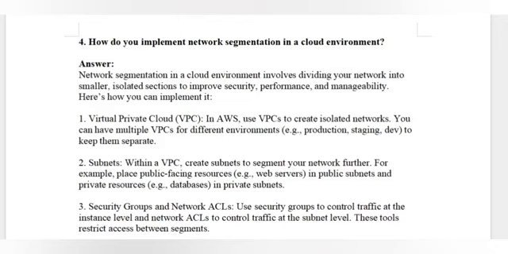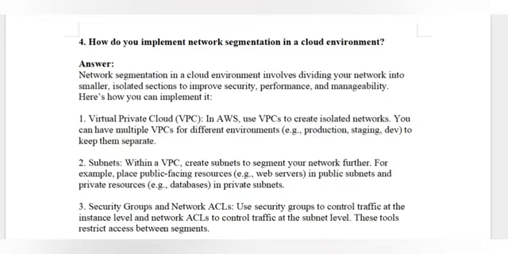First is virtual private cloud. In AWS, use VPCs to create isolated networks. You can have multiple VPCs for different environments to keep them separate. Second is subnets. Within a VPC, create subnets to segment your network further.